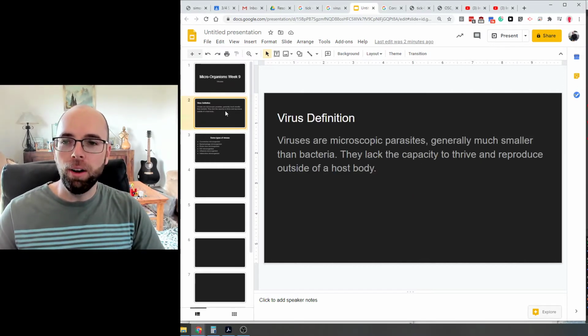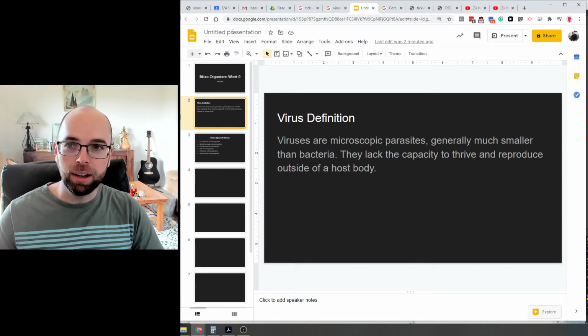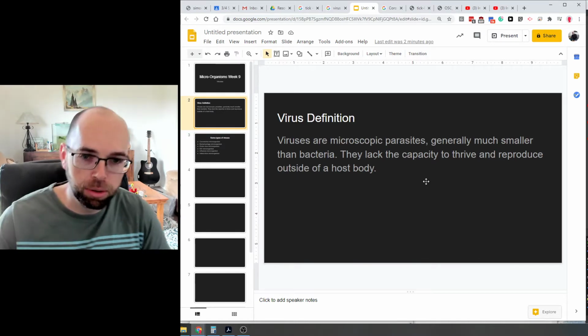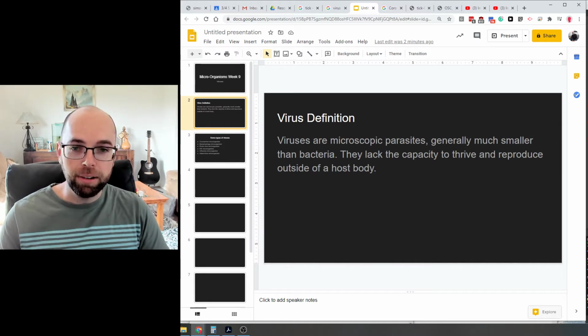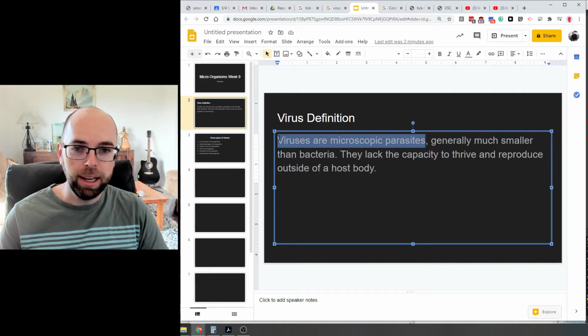Okay, so on this first page here of our Google slide today, I've got a little definition I've written here for you, okay? And I've said viruses are microscopic parasites. Okay, now let's look at this first part of it here. Microscopic parasites. Now, microscopic, we know what that means. It means extremely small. We need a microscope to see it.